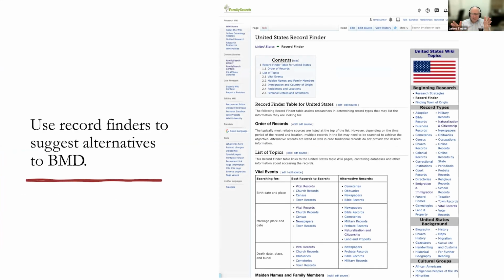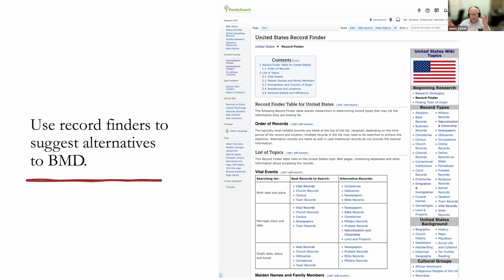So if you're worried about it, then there are things out there that help. I'm going back to the Research Wiki with the United States Record Finder. What it says is, if you're searching for a birth date and place, here are the best places to search: vital records, church records, census records, and town records. If you can't find it in any of those records, then you go to cemeteries, obituaries, newspapers, and Bible records.